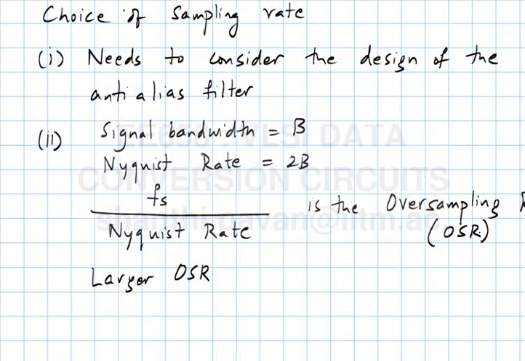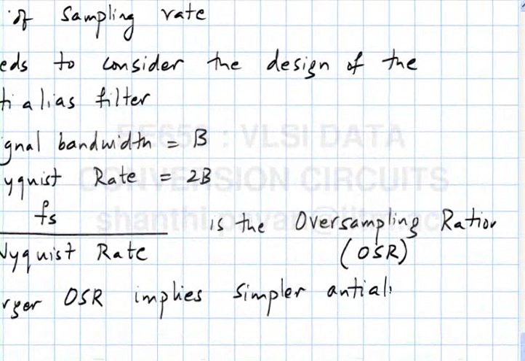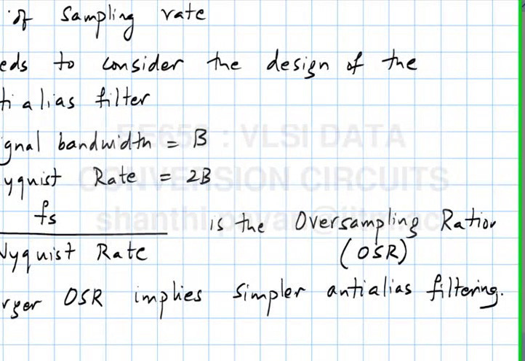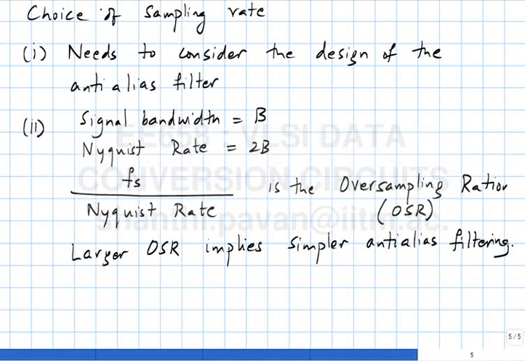Okay, a larger OSR implies simpler or cheaper anti-alias filtering. In practical systems, things are always oversampled to some degree. When the signal bandwidths to be digitized are low, it is fairly straightforward to design sample and holds, to design circuits which accomplish sampling at very, very high speeds. So when the signal bandwidth B is low, it's fairly straightforward to get a large oversampling ratio.